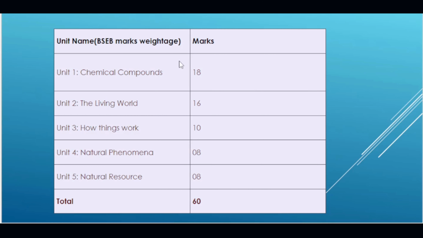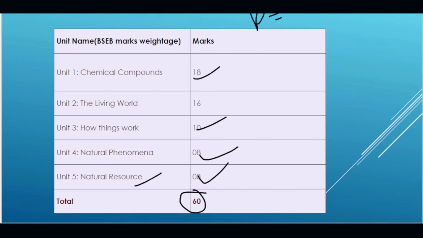Now let's talk about the marks weightage for Bihar board. Chemical compounds, that is your chemistry part, carries 18 marks. From the living world you get 16 marks. How things work has 10 marks. Natural phenomena has 8 marks, and natural resources again has 8 marks. So in total 60 marks is for the theory part. For practical or internal assessment, there are 40 marks, which you can easily gain. So this was about the marks weightage in the Bihar board.